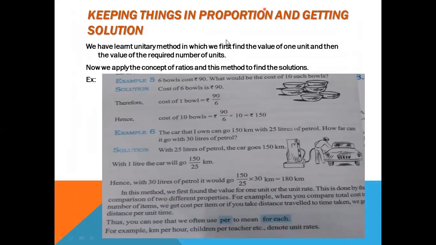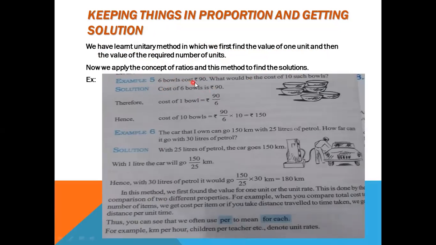Next is keeping things in proportion and getting solutions. How can you do it? We have learned the unitary method, in which we first find the value of one unit and then the value of the required number of units. This we have already learned in previous classes. Now we apply the concept of ratios and this method to find the solutions.